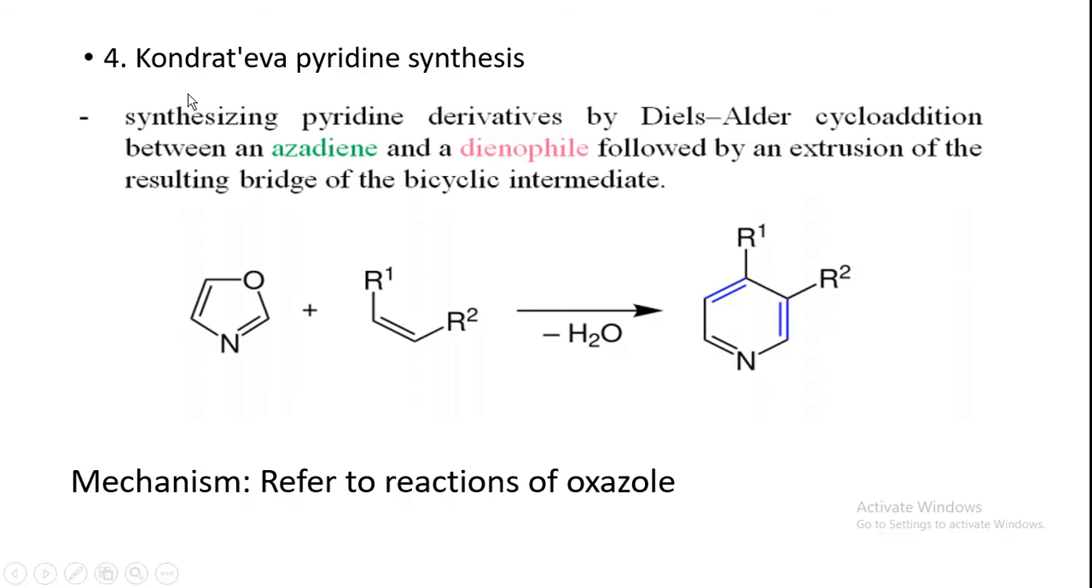Then next, Kondrat'eva pyridine synthesis. You already studied this synthesis under the reaction of oxazole. There in the reaction of oxazole, you are using oxazole for synthesis of pyridine. So it is synthesizing a pyridine derivative by a Diels-Alder cycloaddition reaction. You know, this is acting as a diene and this is the dienophile, between an azadiene and a dienophile, followed by extrusion of the resulting bridge of the bicyclic intermediate. So one molecule of water will be removed and ultimately you will get the compound pyridine.